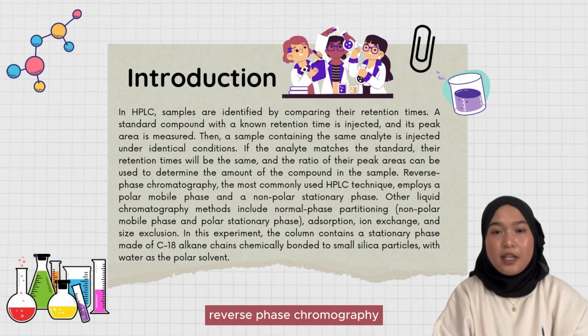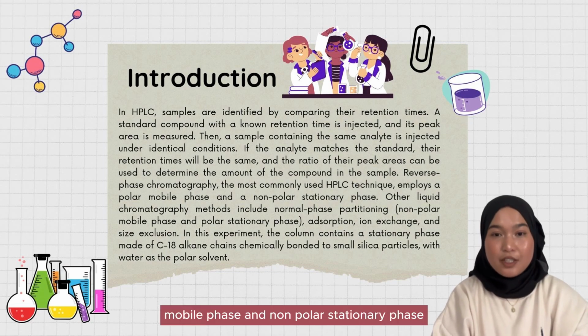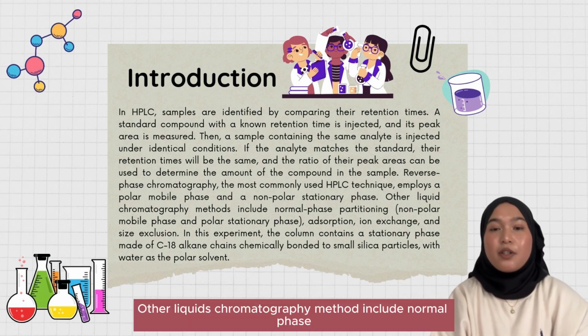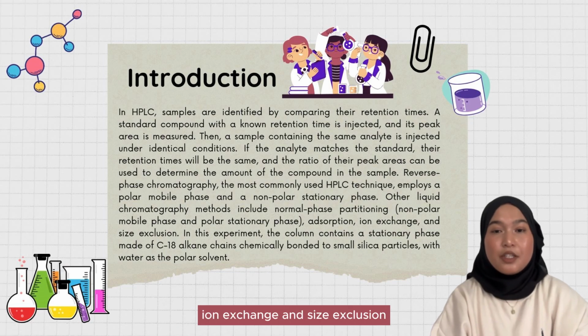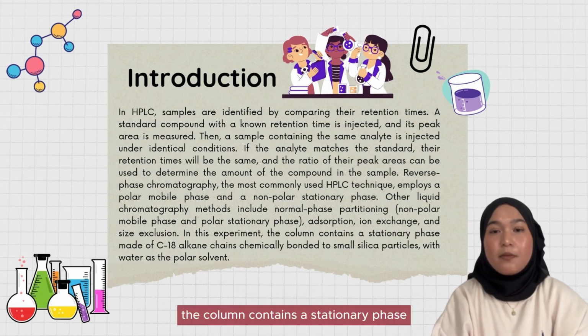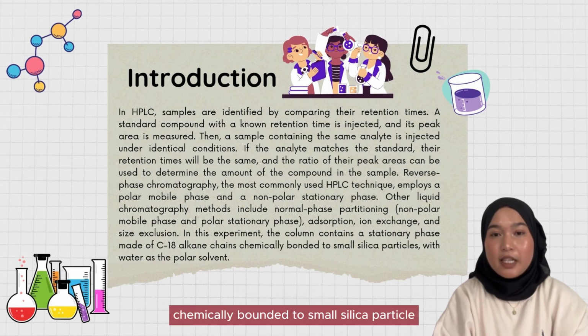Reverse phase chromatography, the most commonly used HPLC technique, employs a polar mobile phase and a non-polar stationary phase. Other liquid chromatography methods include normal phase partitioning, with a non-polar mobile phase and polar stationary phase, adsorption, ion exchange, and size exclusion. In this experiment, the column contains a stationary phase made of C18 alkyl chains chemically bonded to small silica particles, with water as the polar solvent.